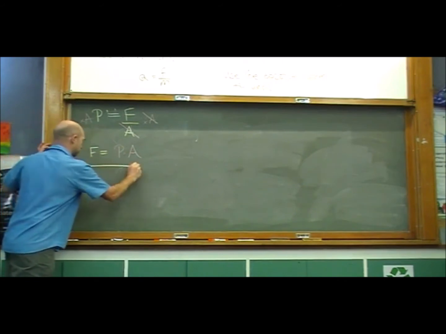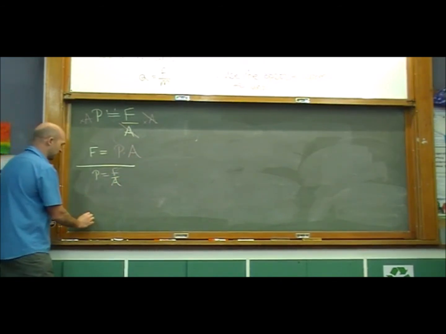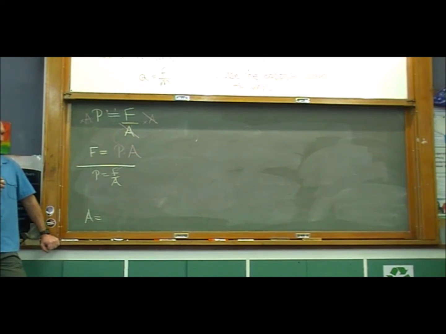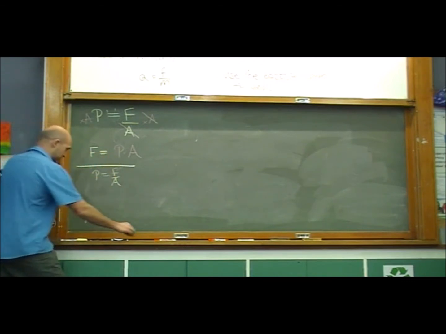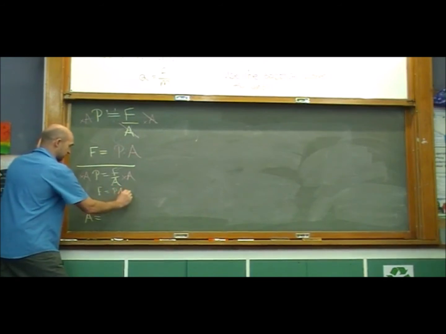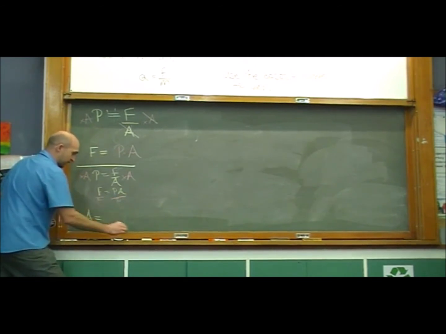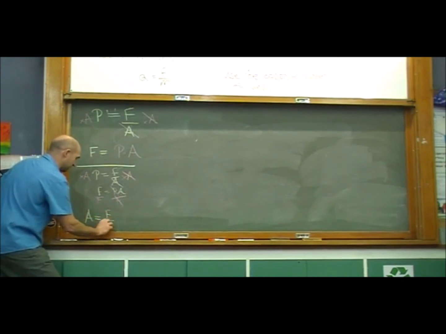What about the same equation? P is F over A. Pressure is force divided by area. But what about this time, if we're trying to make it into an A equals? So we could do this. So you're saying do times A, and that brings us to F is equal to P times A. And then divide. Good. Divide by P, and the two P's cancel. And so we're left with A is F over P.